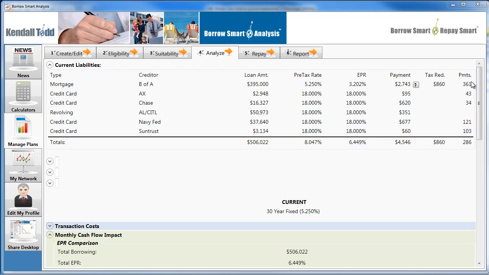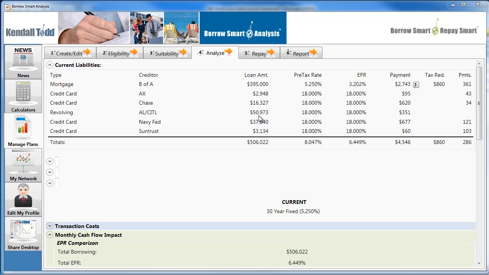Now, very important, what I want to point out here is the number of payments remaining on each individual debt. We've got 30 years on the mortgage, 43 on this credit card, 34 on this credit card. We'll skip this, 121 on this, and then 103 on this one. This one is blank. If you ever see something that's blank, it means it's interest only or negative amortizing, meaning that the debt itself is not being supported. It can't be paid off.